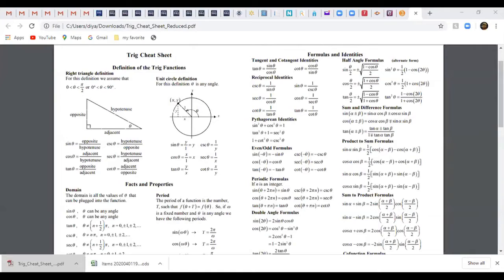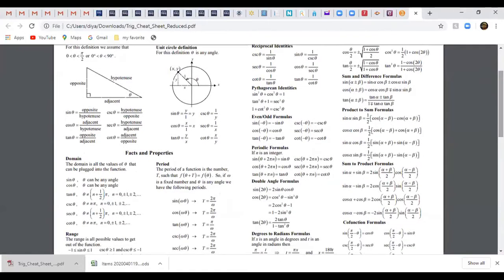The sum and difference formulas. Let me show you the cheat sheet first, the formula sheet that we have been using earlier. Okay, now this is the formula sheet that we have been using, and you must have a copy of this. Now, what have we done in chapter 7.3?